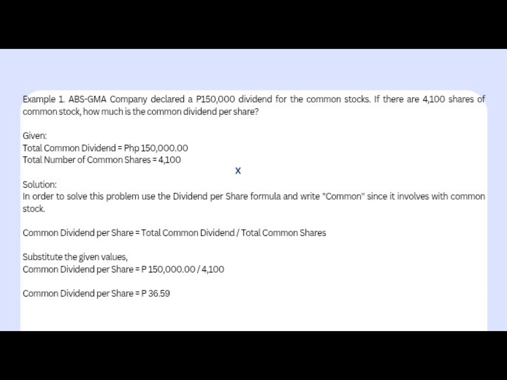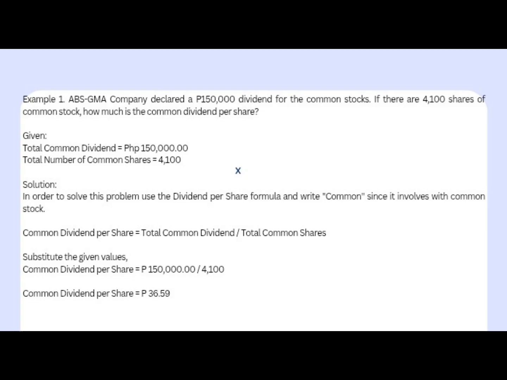GMA company declared a dividend of 150,000 for the common stock. If there are 4,100 shares of the common stock, how much is the common dividend per share? The problem is how much is the common dividend per share.